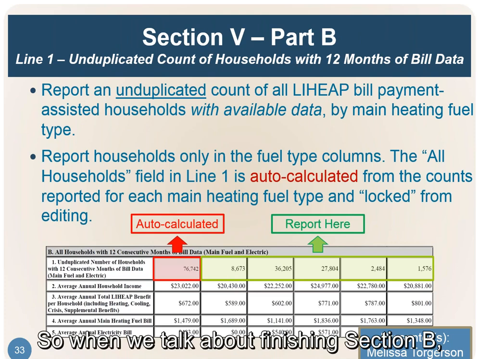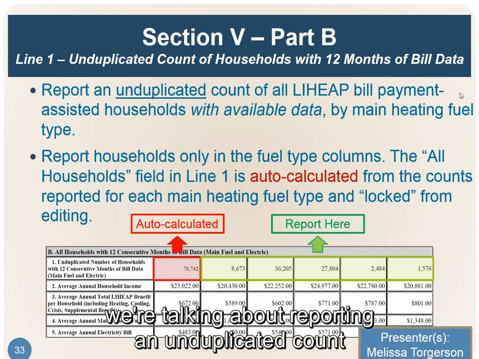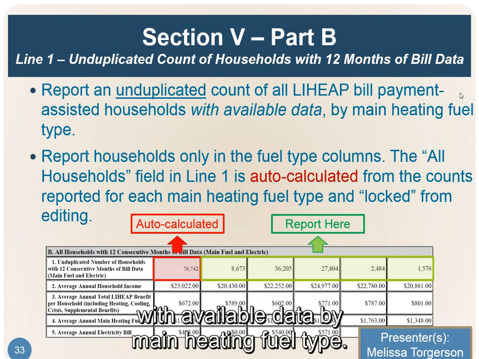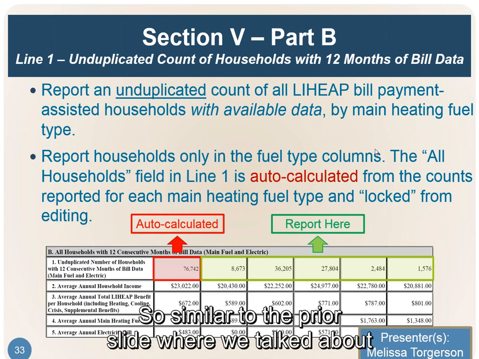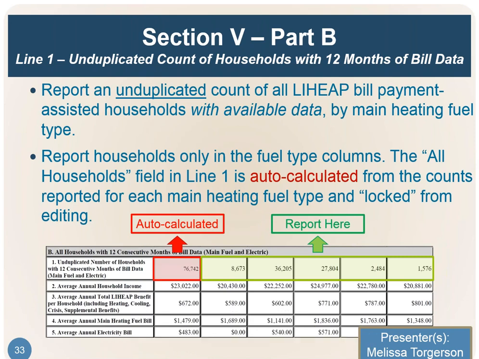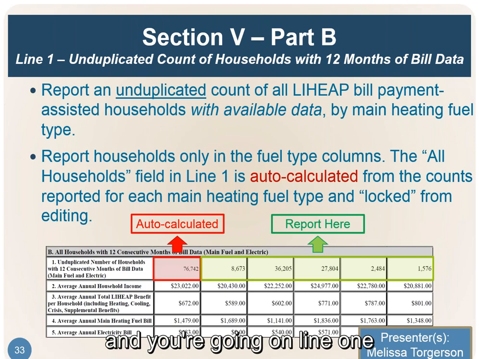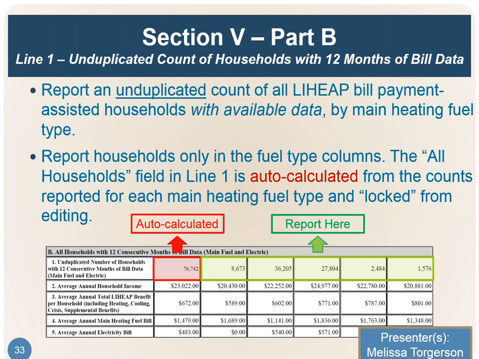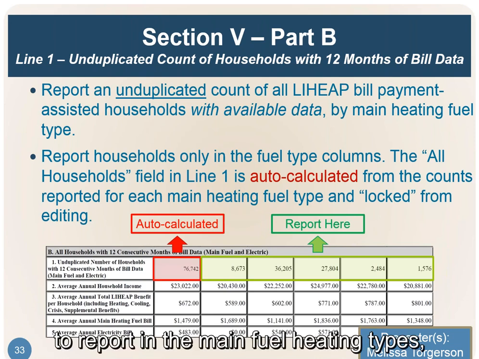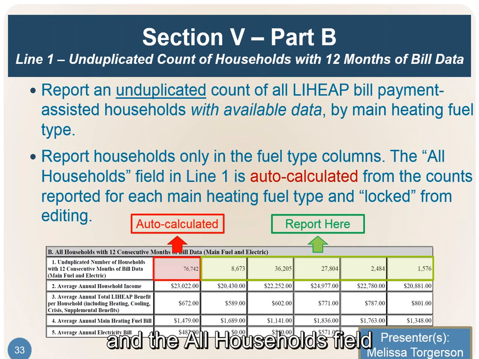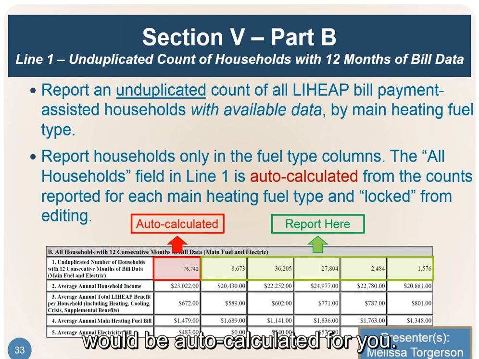So when we talk about finishing Section B, we're talking about reporting an unduplicated count of all LIHEAP bill payment assisted households with available data by main heating fuel type. Similar to the prior slide where the first column was auto-calculated, it's similar here. You're going to go through on line 1 to report the main heating fuel types, and the all households field would be auto-calculated for you.